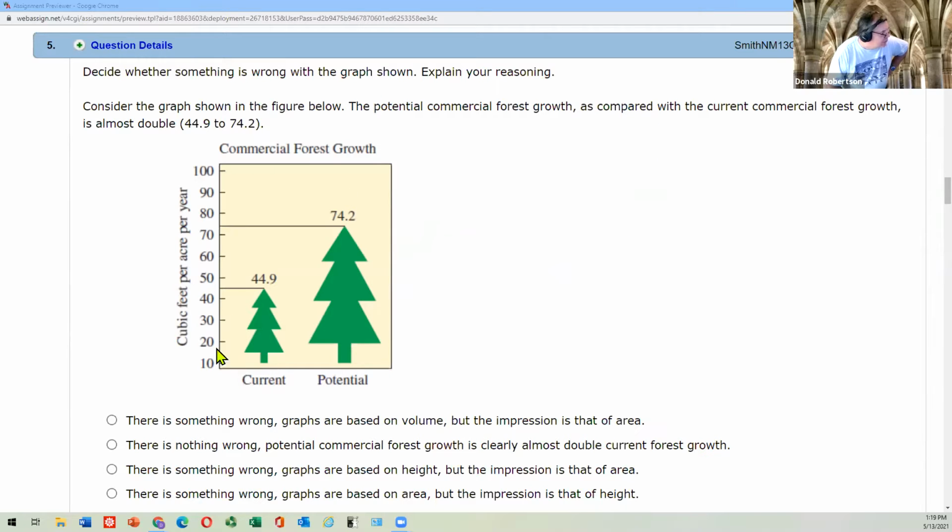So this has a scale, and this tree goes up to 44.9, so that's 44.9 cubic feet per acre per year. In a forest right now, they can get almost 45 cubic feet per acre of land. So when they plant the trees and harvest them in 10 years, whatever it takes, that's the going rate. But with different trees or different management or planting systems, it could have the potential to be this number. Yet there is something wrong with that diagram.